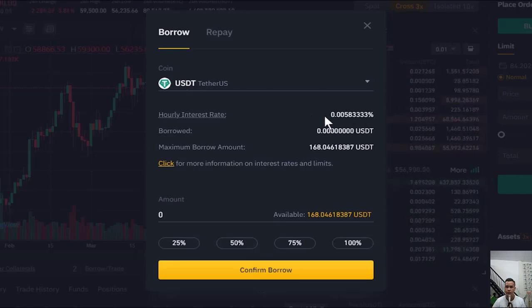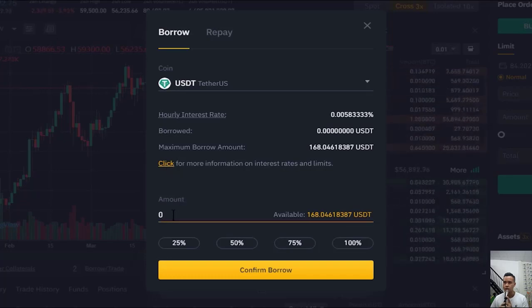And here it shows hourly interest rate, which is 0.0058, as you can see. On Binance, the interest rate is applied every 1 hour, and as soon as this 168 USDTs are borrowed, this hourly interest rate will be added to our debt, and this happens every 1 hour. You can click on this link to get more information about interest rates and the maximum amount that can be borrowed on Binance for every coin.